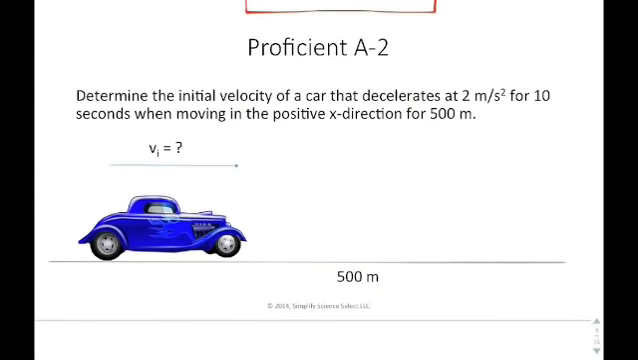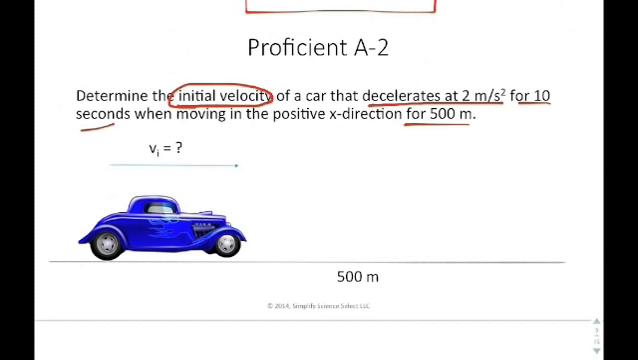The next example says determine the initial velocity. Now, that's what we're trying to solve for, of a car that decelerates, okay, that's a key word, decelerates at 2 meters per second squared for 10 seconds when moving in the positive x direction of 500 meters. So with this information right here, we're going to be able to calculate the initial velocity.